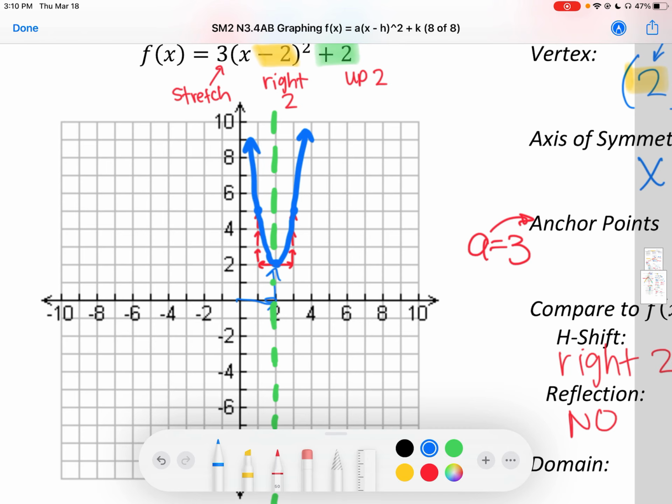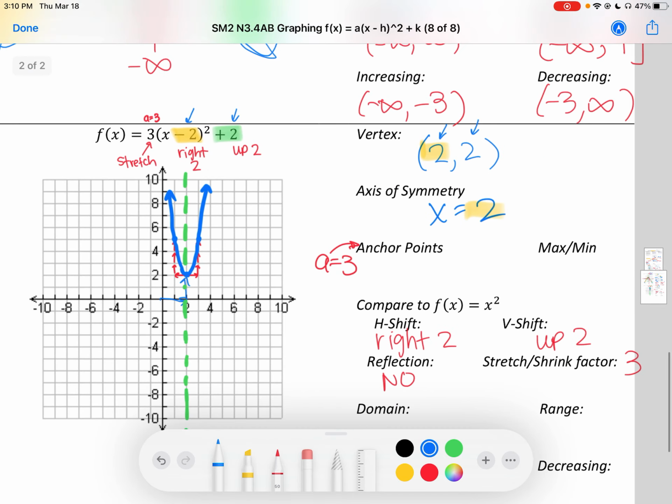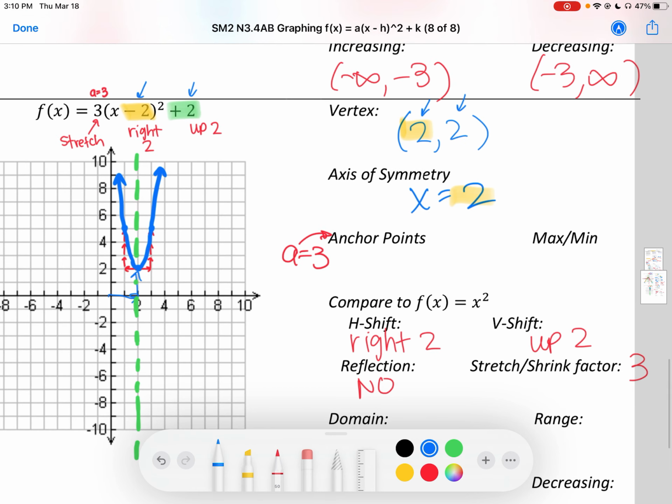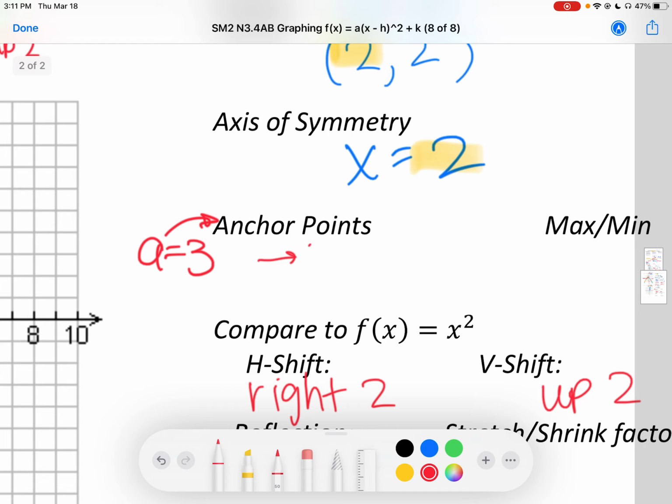So see how it's kind of skinny? That's because of the 3 out front. Okay, so my anchor points. If you want to remember, we went right 1 and left 1. We do that every time. So we went right 1, we went up 3, and left 1, up 3.